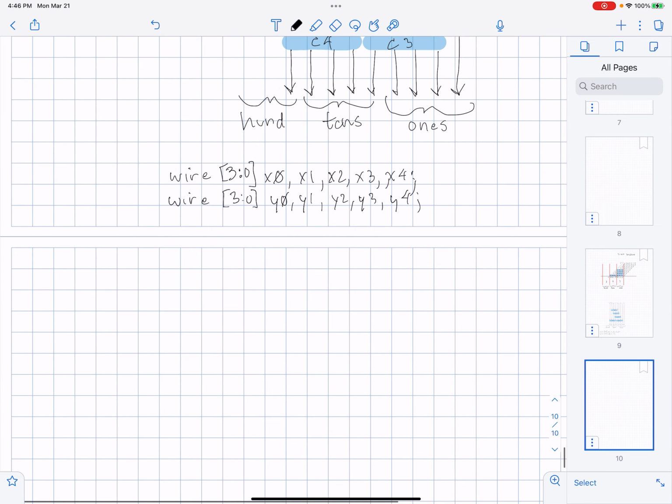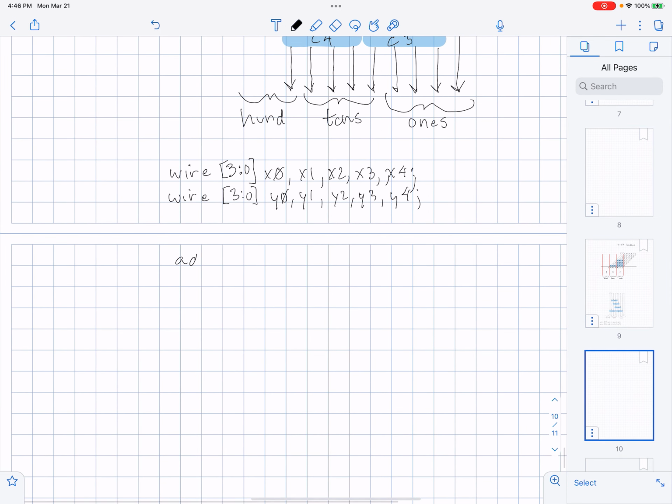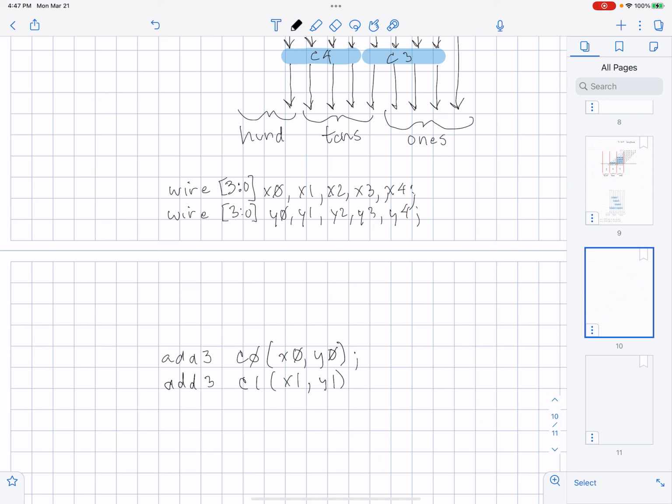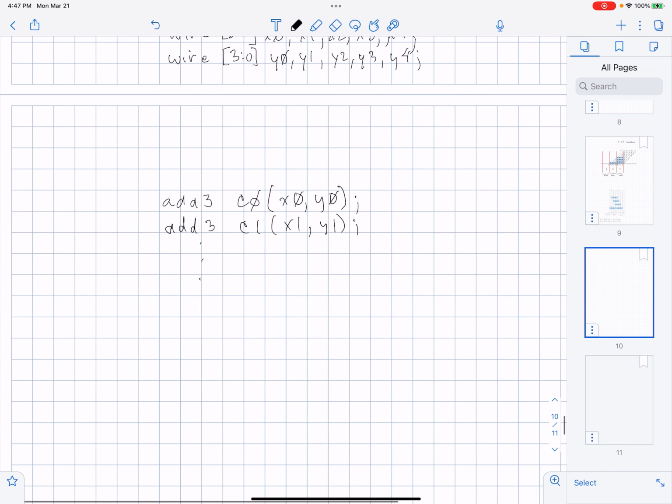Okay, and then I instantiate the add 3 modules. All right, so C0 would have X0 coming in and Y0 coming out. C1 would have X1 coming in, Y1 coming out, and so forth and so on until you get all these modules instantiated.